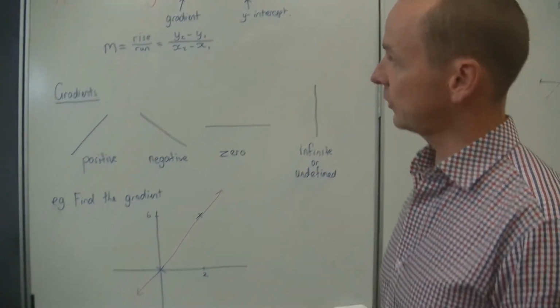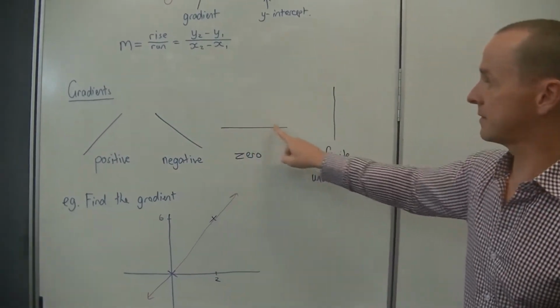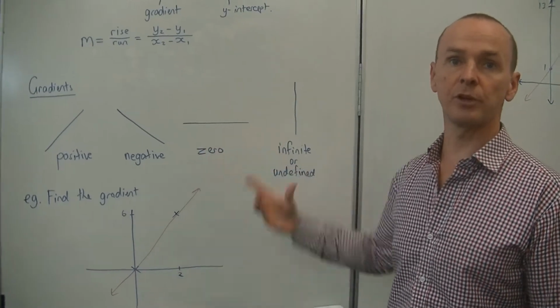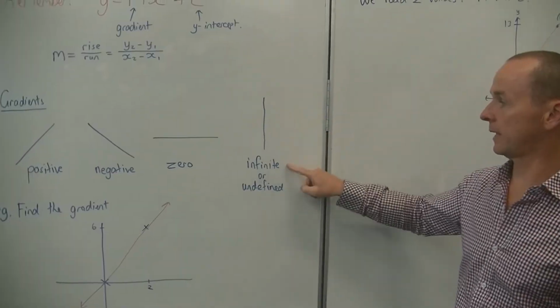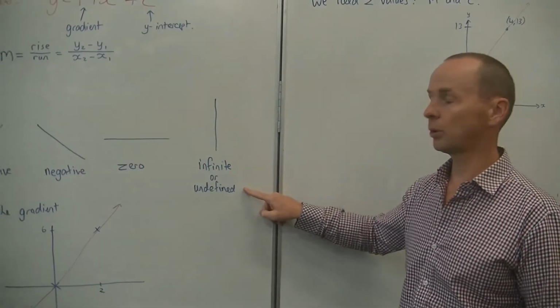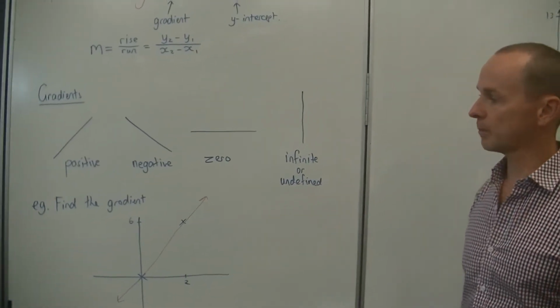Another thing to remember, gradients: positive gradient goes that way, negative gradient the other way. A zero gradient has no slope because the gradient is the slope of a line. And if it's a vertical line, it's got an infinite gradient, or sometimes we call it undefined, so either's fine. Okay, so hopefully you remember all that.